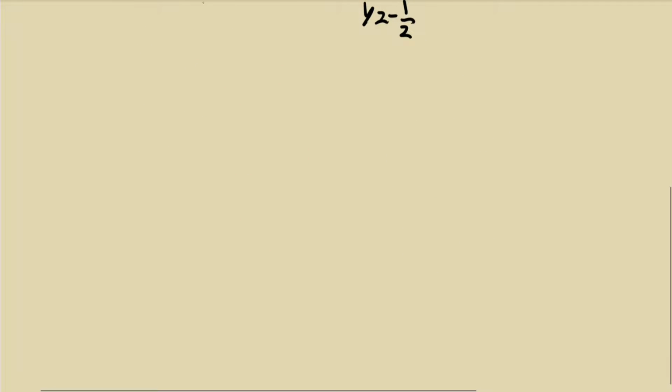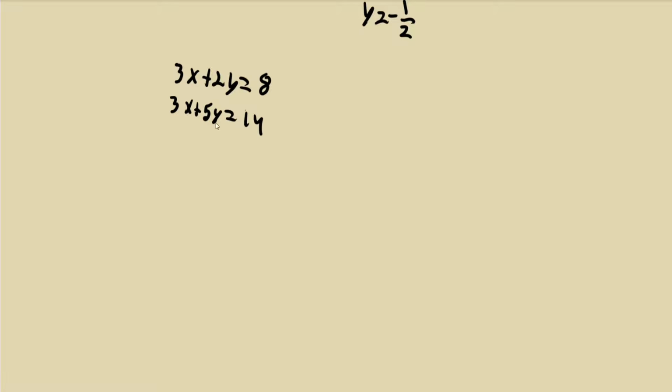All right, let me get the equations right here. 3x plus 2y is equal to 8, and 3x plus 5y is equal to 14. Now, if we add these equations, nothing will get eliminated because 3x plus 3x is just 6x. So we can't really solve this like this.